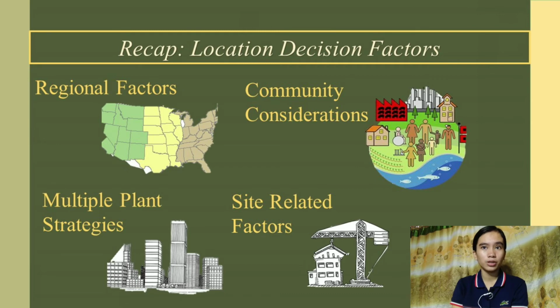So before we proceed, just a short recap of the location decision factors. First is the regional factors, which involves yung mga raw materials doon sa lugar na yon, market labor factors, as well as climate and taxes. Second is the community consideration, which focuses on people such as their quality of life, attitudes, and the like. Third is the multiple plant strategies, which includes product, process, and market area strategy. And lastly is the site-related factors, kagaya ng land, transportation, environmental, and legal factors.